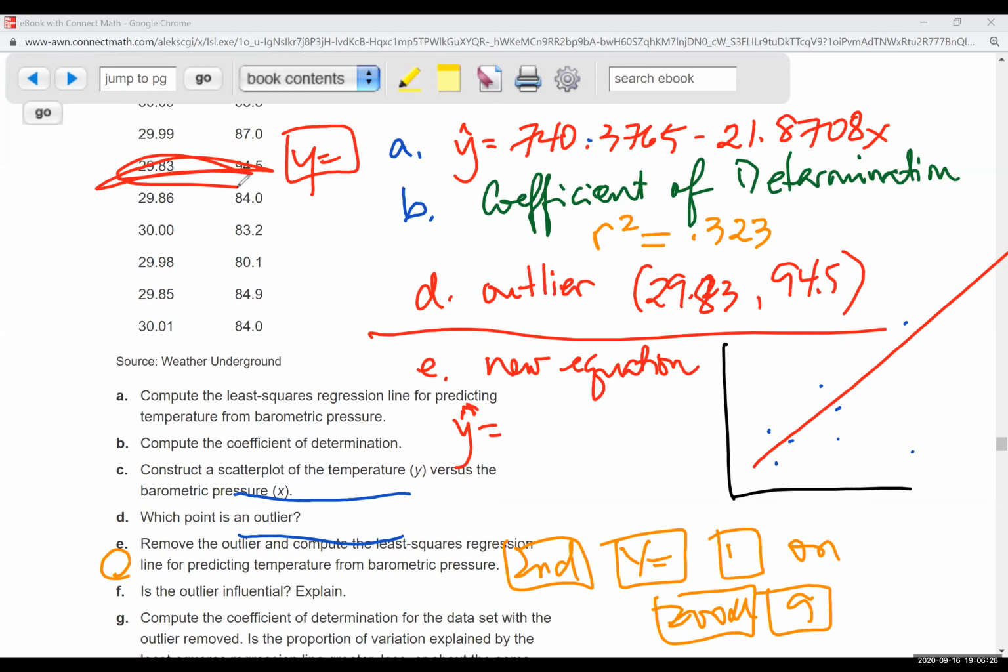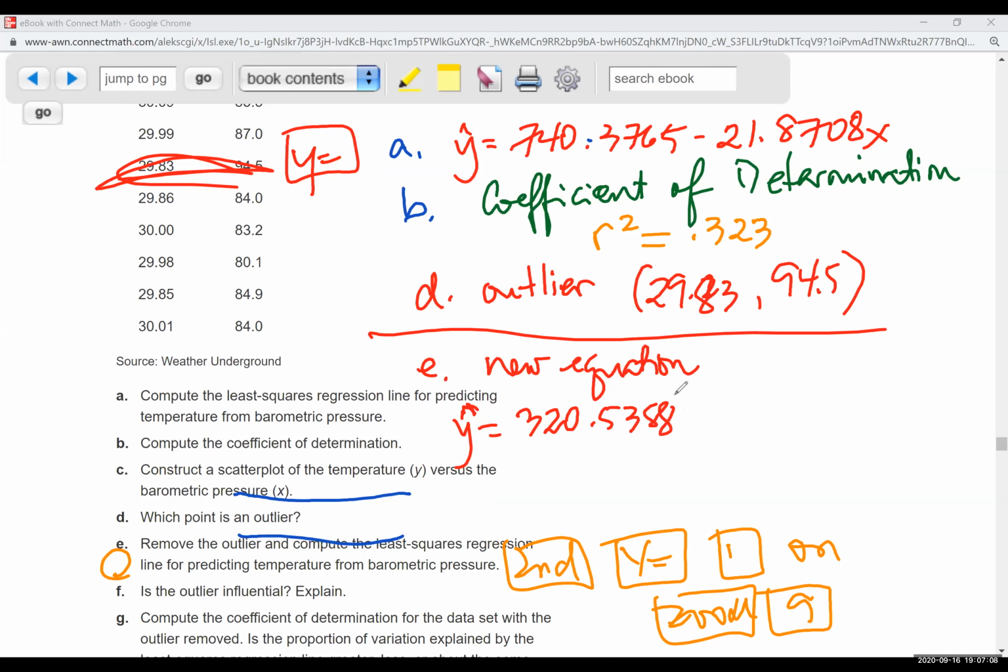Did you do it? What's the new equation? 320.5388. Let's use 4 decimals. Yeah, it's 5388, sorry. And then minus 7.8999. So don't forget the x. Yes, x.